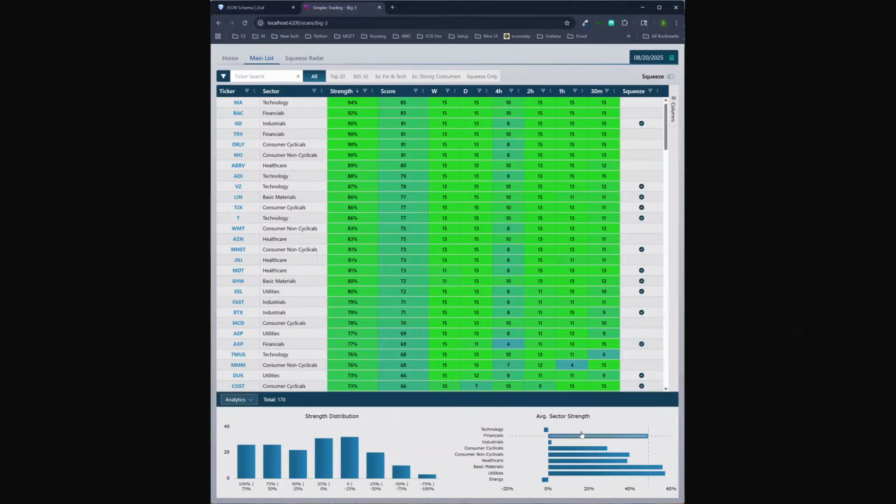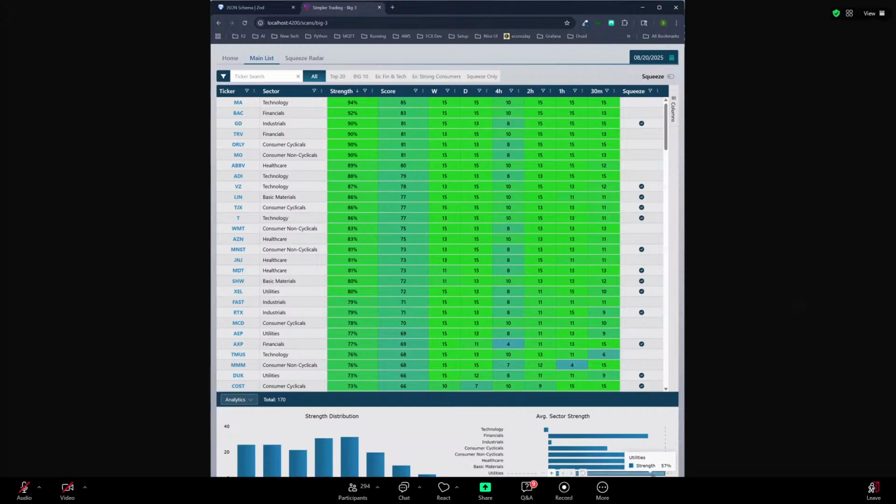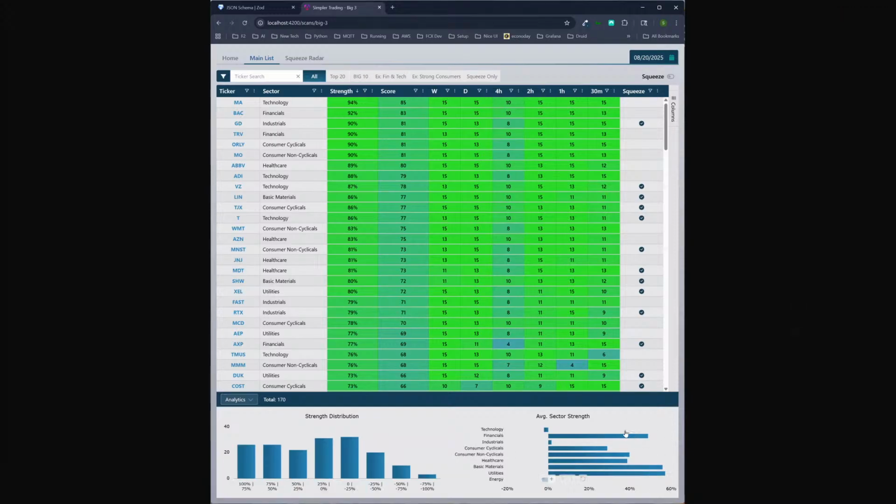Same thing on the right here, average sector strength. So we've taken the strength of each stock for each sector and averaged them together, and this is exactly what it shows. So again, at a glance, it shows you, hey, utilities is the strongest sector, based on the data on the grid right now.